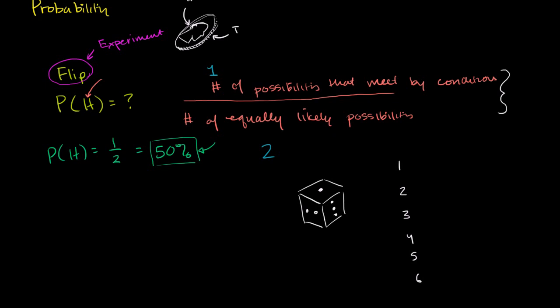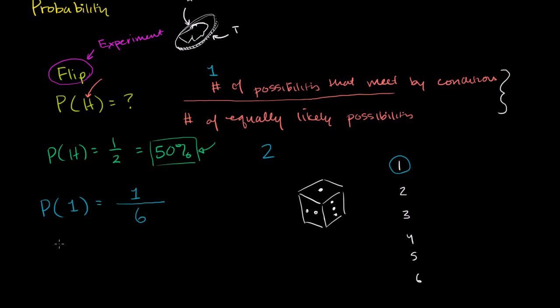So if I were to ask you, what is the probability, given that I'm rolling a fair die, so the experiment is rolling this fair die, what is the probability of getting a 1? Well, what are the number of equally likely possibilities? I have 6 equally likely possibilities. And how many of those meet my conditions? Only one of them meets my condition, that right there. So there is a 1/6 probability of rolling a 1.